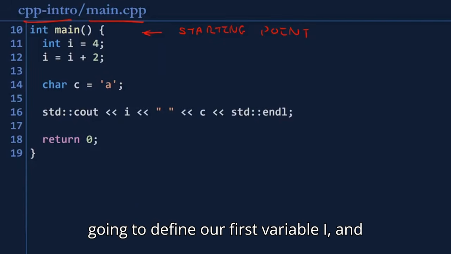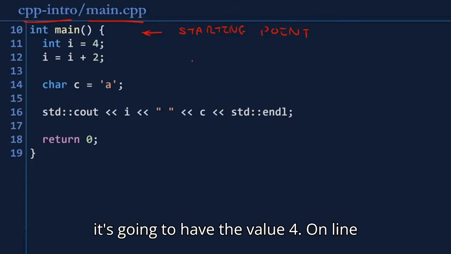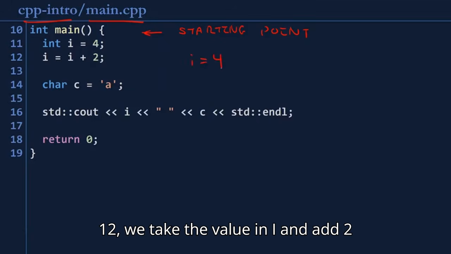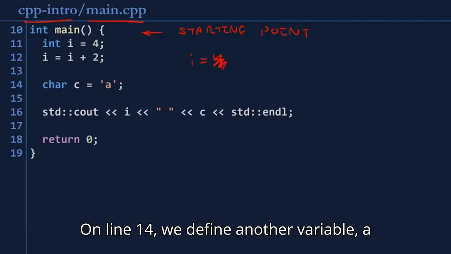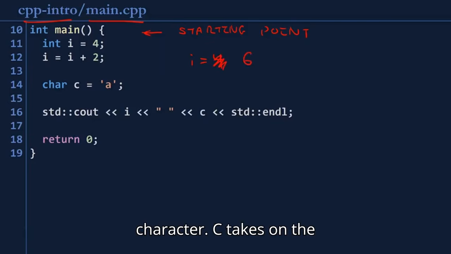And this is going to define our first variable I, and it's going to have the value 4. On line 12, we take the value in I and add 2 to it, and I now becomes 6. On line 14, we define another variable, a character. C takes on the value A.